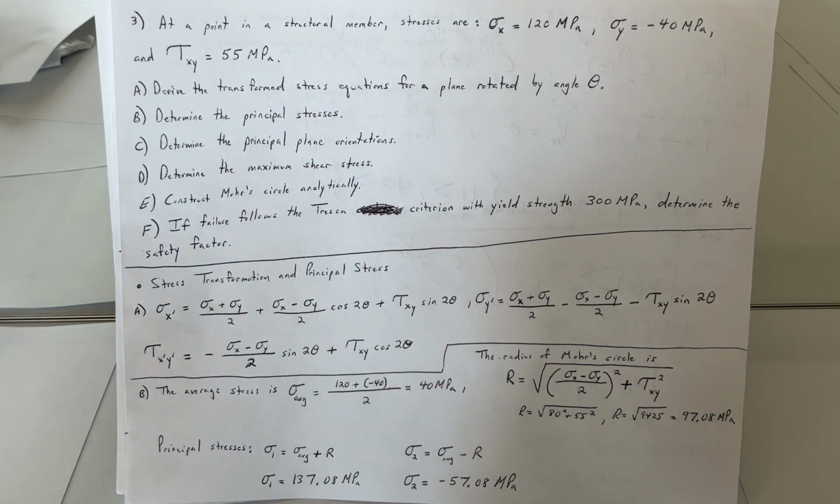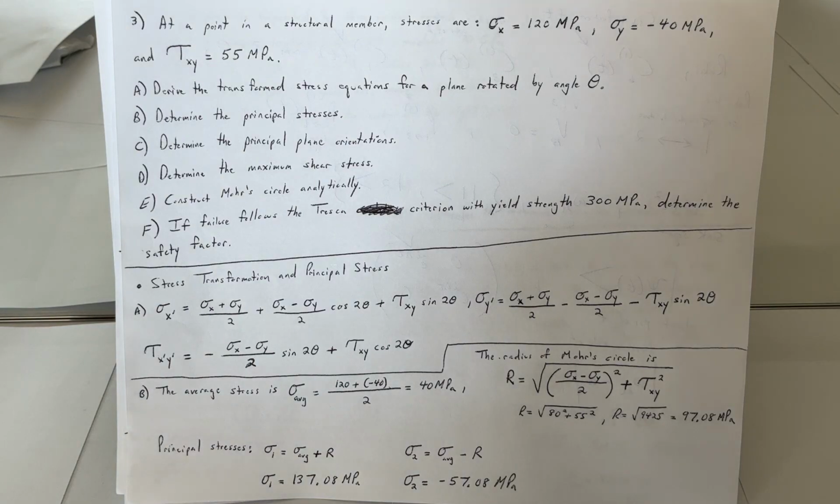So our principal stresses for sigma sub 1 is sigma sub AVG plus R. So sigma sub 1 is 137.08 MPa. And sigma sub 2 is going to be sigma sub AVG minus R, so sigma sub 2 is negative 57.08 MPa.